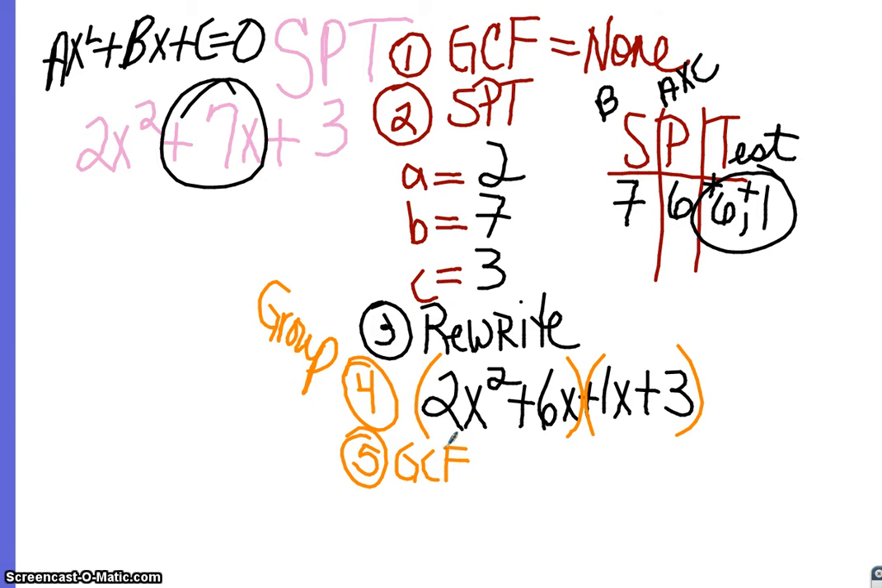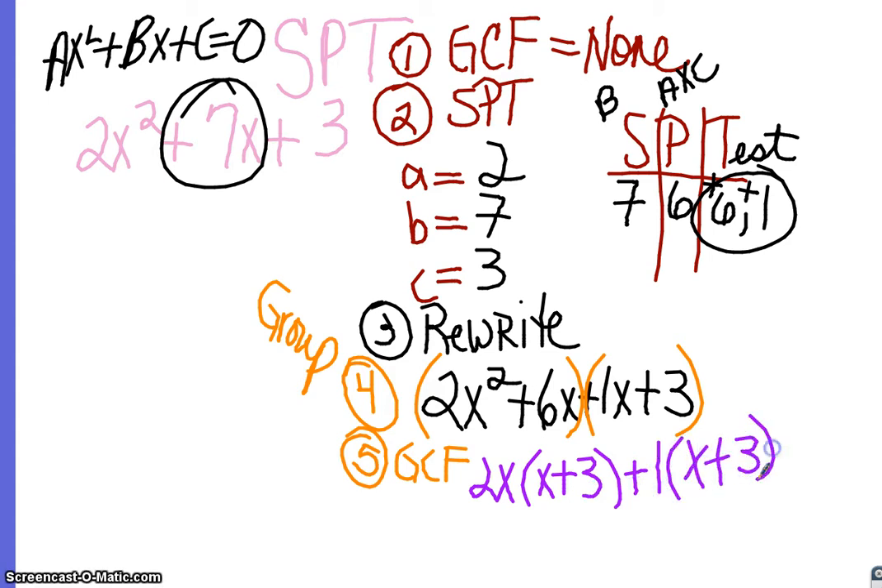So when I look at my first term, 2x squared plus 6x, I know they both have in common a 2x. So I'm going to pull out a 2x. So when I divide my first term by 2x, I'm left with x plus 3. So now I need to do the same to my second term. And I know the greatest that they have in common is a 1. So I always have to pull the sign out with it. So when I pull out a positive 1, I'm left with the x plus 3. And remember, these are always going to be the same. If they're not, you know you made a mistake.